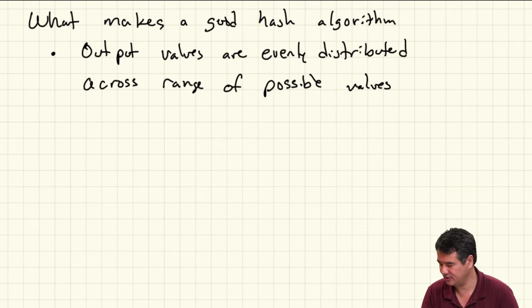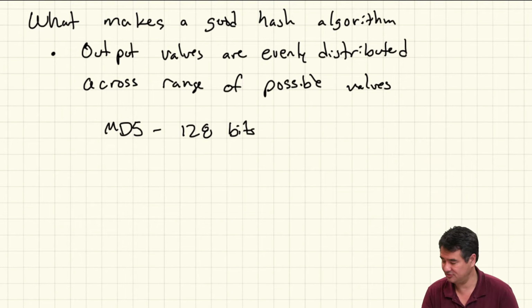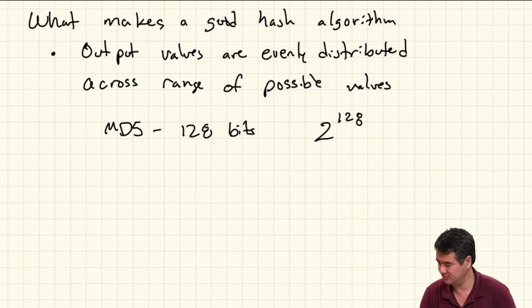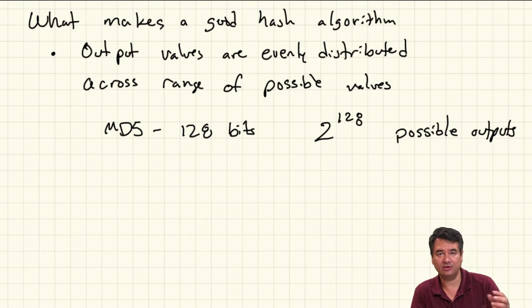So, for example, for MD5, the output, as I said, was 128 bits. That means that there are 2 to the 128 possible outputs from this algorithm. And what you want is for any given data that you pour into this algorithm, you're going to get one of those 2 to the 128th, and you can't really predict ahead of time which one it's going to be. And so they're evenly distributed across the range of all those possible values. And there's not really any clumping.